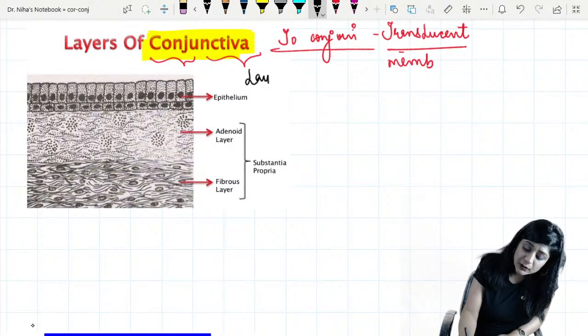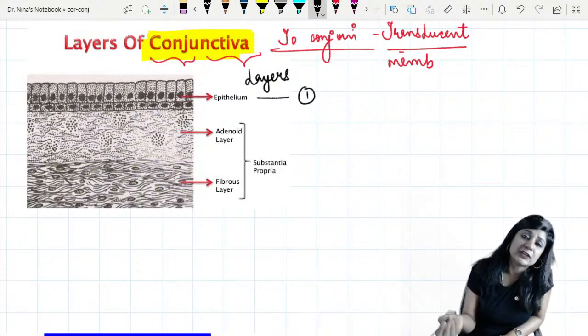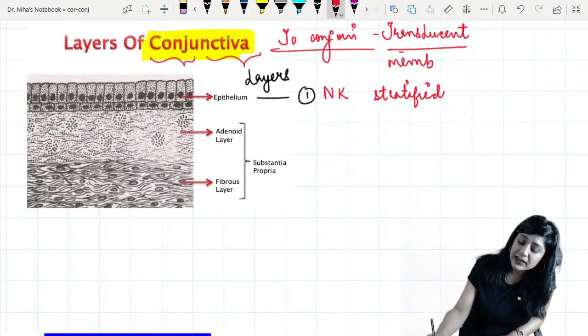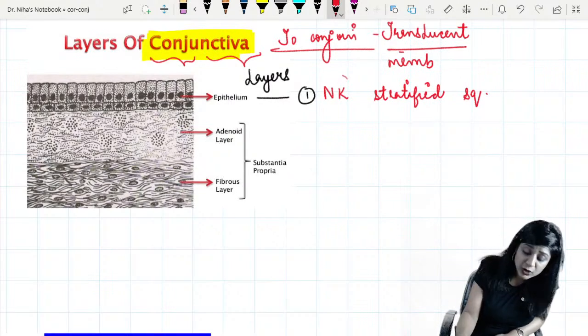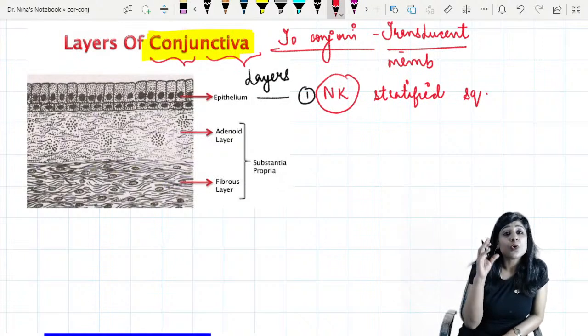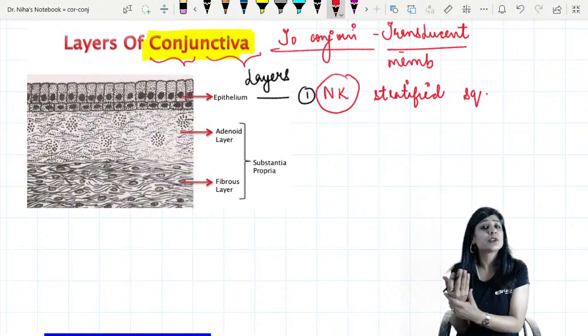If you talk about the layers of conjunctiva, first is the epithelium. Now the first important question is, what is the kind of epithelium we have? It is the non-keratinized stratified squamous epithelium. Now what is the significance? See, this is your non-keratinized type. This is important because we require lubrication not only in the conjunctiva but also in the cornea.